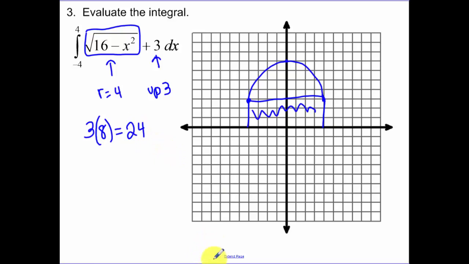Now the top piece, that's half of a circle, pi r squared. Our radius was 4. So 4 squared is 16, divided by 2 is 8. So the area under our curve, or what this integral is going to evaluate to be, is 24 plus 8 pi.